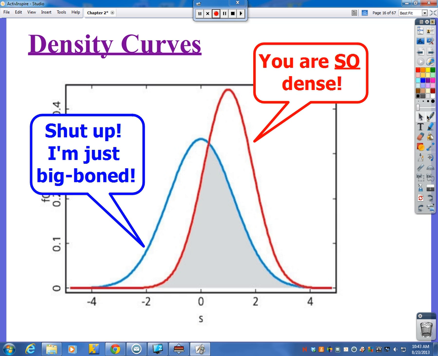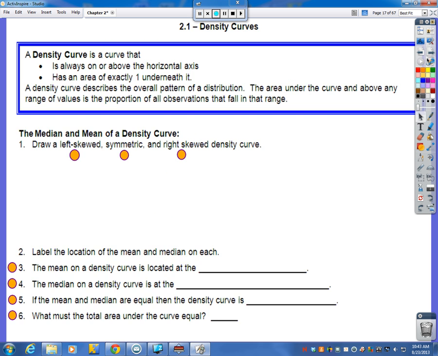I kind of think of this as, I really wanted to make this curve look like Cartman because I like South Park and he's like, "Kyle, you're so fat." "Shut up, I'm just big boned." So yeah, that was my little thing there with that.